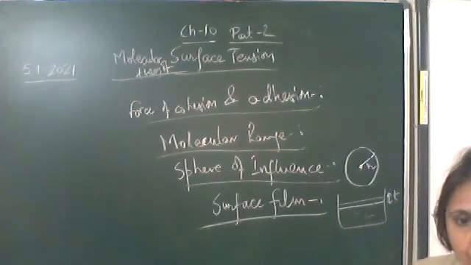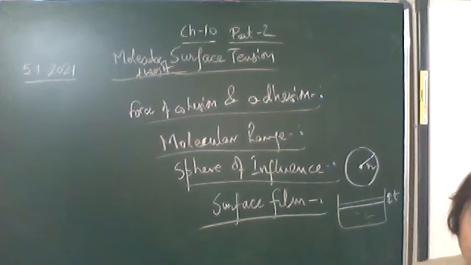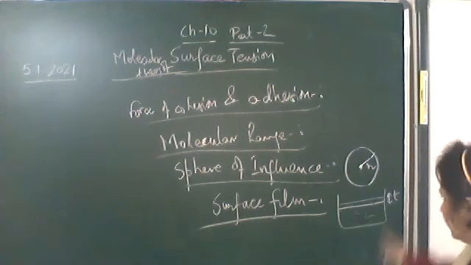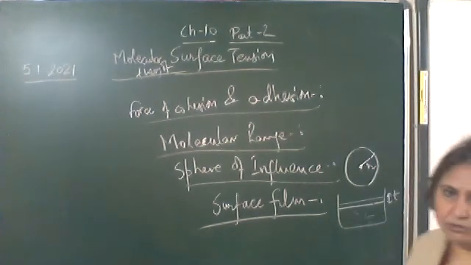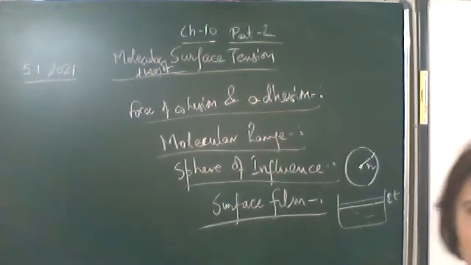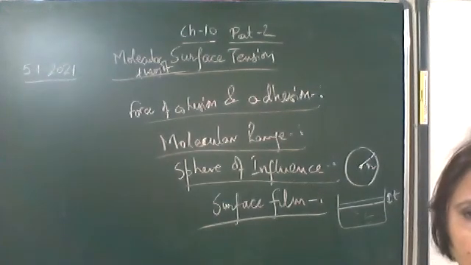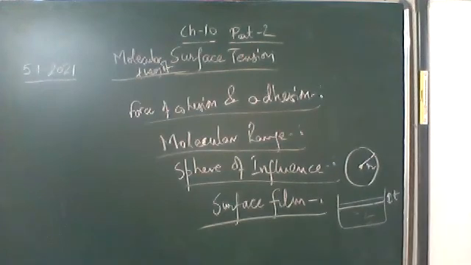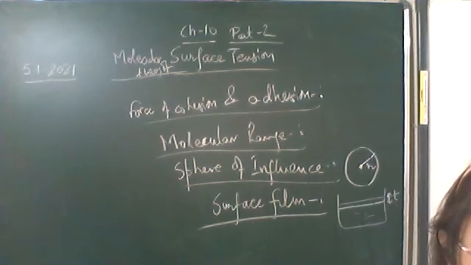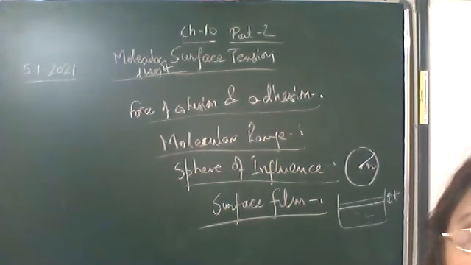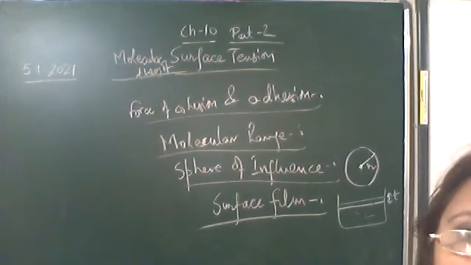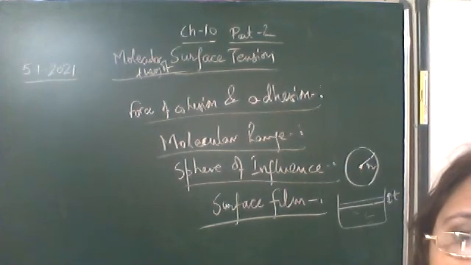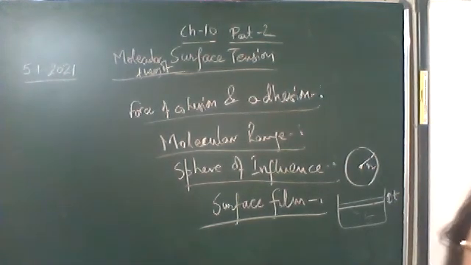Write down: a film drawn on the free surface of the liquid. A thin film drawn on the free surface of the liquid, whose thickness is equal to the molecular range. Okay, so this we call the surface film. So all these terms you should know.